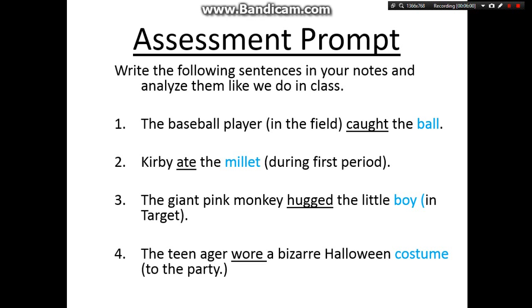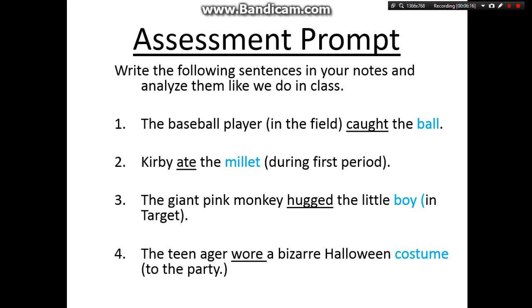And number 4, the teenager wore a bizarre Halloween costume to the party. To the party is your prepositional phrase. Your verb is wore. It is an action verb. You can wear something. And what did he wear? A costume. See how easy that is?